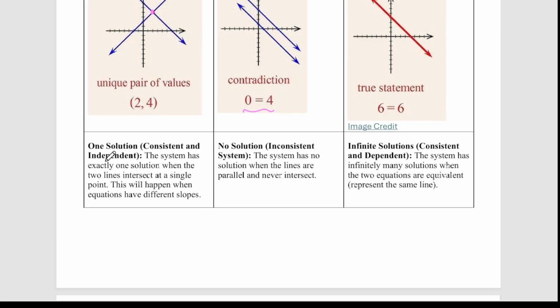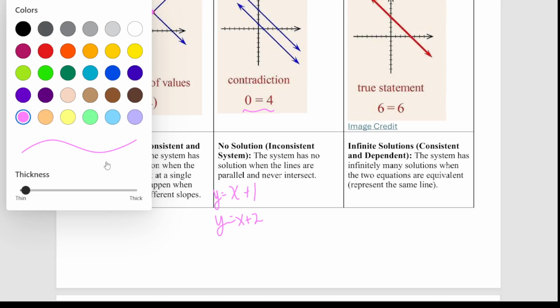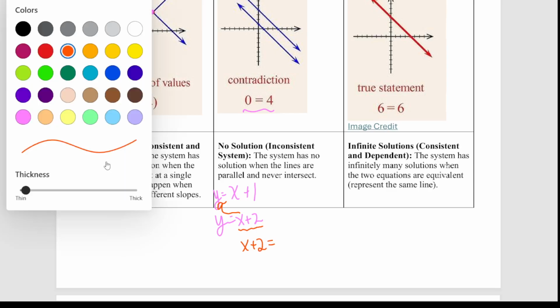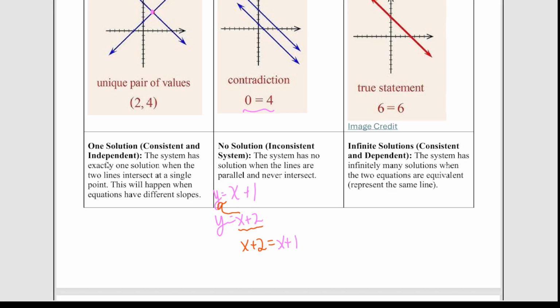So what would be an example like that? So if you had something like y equals x plus 1 and y equals x plus 2 as your other equation, if you were to start solving this by substitution, you'd be like, great, both of these have y equals stuff. I'm going to substitute what y is equal to into my other equation. So then I get x plus 2 is equal to x plus 1. So what I did was I substituted in what the value of y was in the other equation.